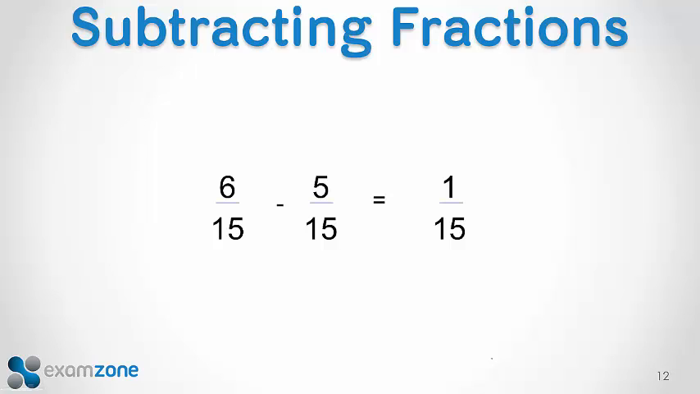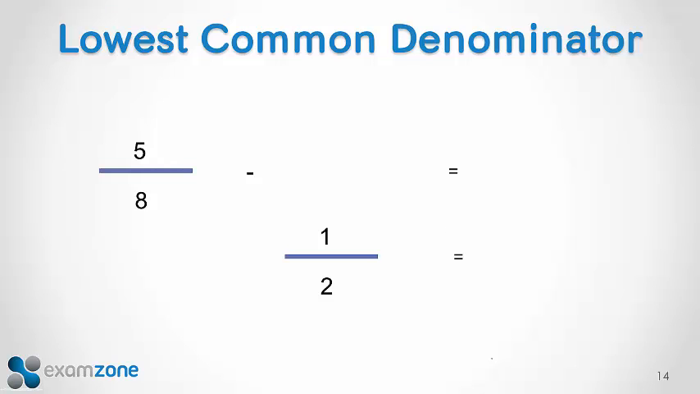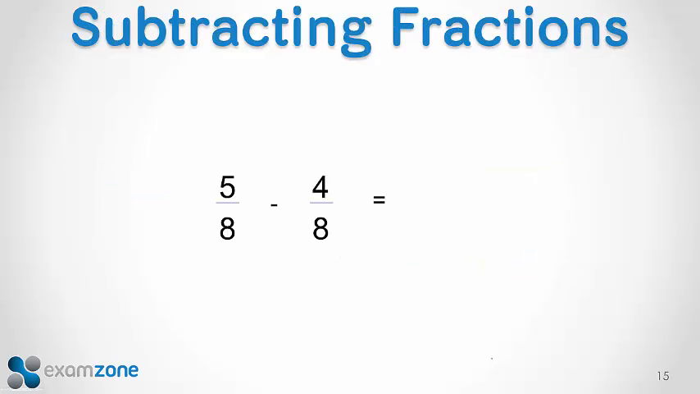Not a very common fraction though, 15ths. Make sure we have it. 5/8 minus 1/2. Again, 8 can work for the lowest common denominator. Just multiply the bottom fraction by 4. And some of you might just say, well, isn't a half 4/8? Yeah. But we're just doing it step by step. So 5/8 minus 4/8. And as always, 5 minus 4 is 1.